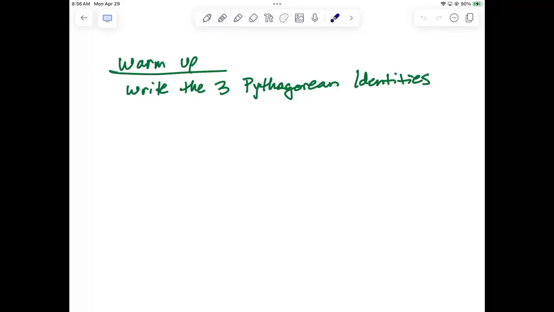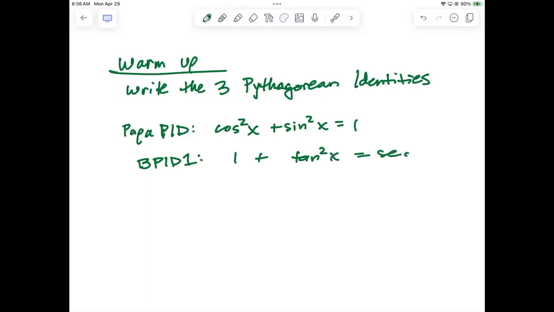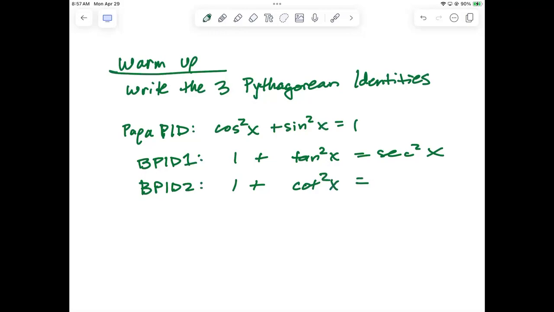Three Pythagorean identities. The first one was Papa Pid, just to help us remember which one's which. Papa Pid was the main one: cosine squared of x plus sine squared of x equals 1. Then you've got Baby Pid number 1, which is 1 plus tangent squared equaling secant squared of x. And then Baby Pid number 2, which is 1 plus cotangent squared equals cosecant squared of x.